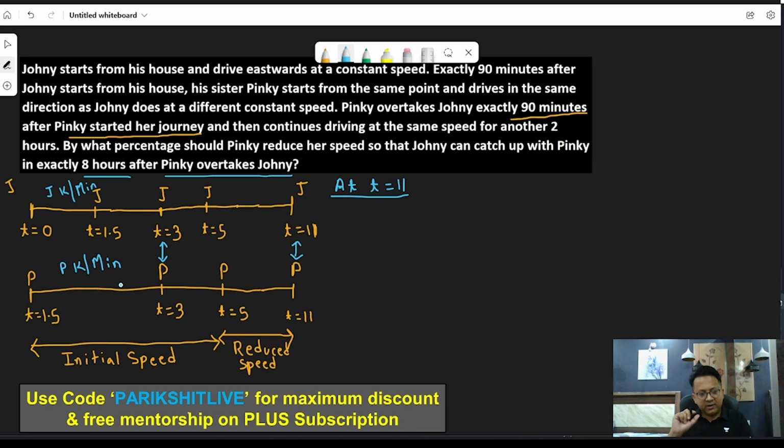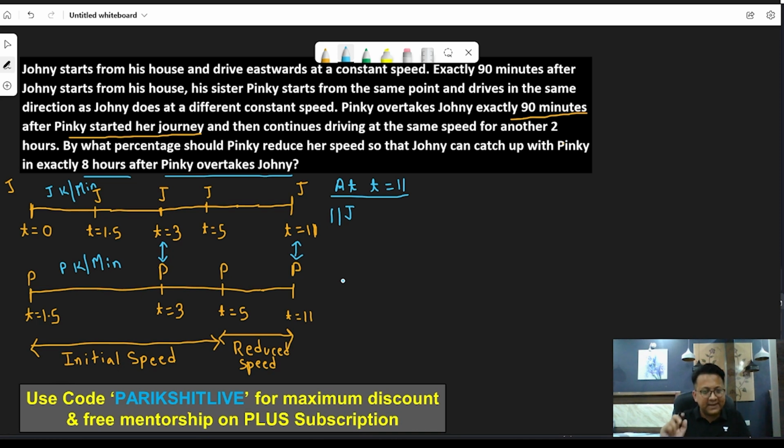Okay, now think about it. At t is equal to 11, the distance traveled by both Johnny and Pinky is the same. Will you agree? So let's talk about Johnny's. How much distance did Johnny travel at t is equal to 11? Distance is nothing but speed into time. So the distance traveled by Johnny would be the speed of Johnny, which is J, into the time taken, which is 11. So the distance traveled in this case will be 11J.